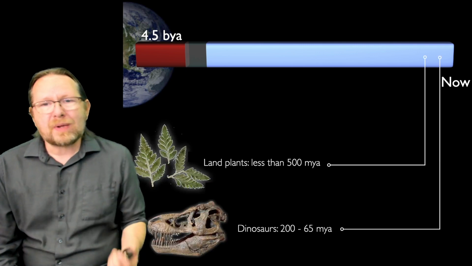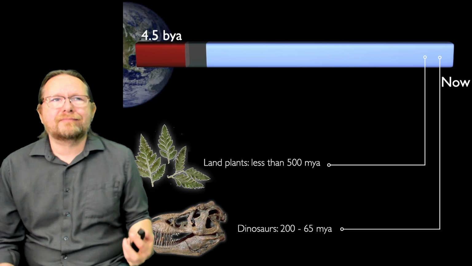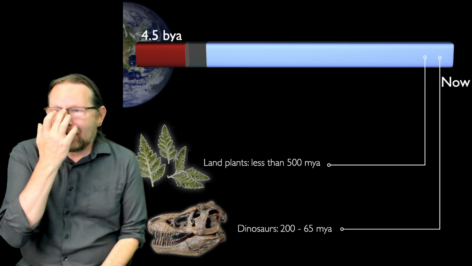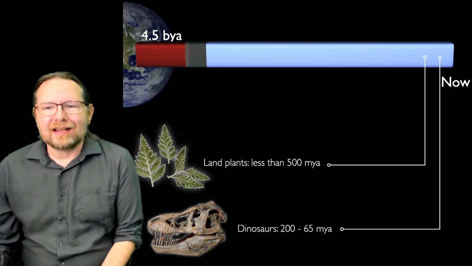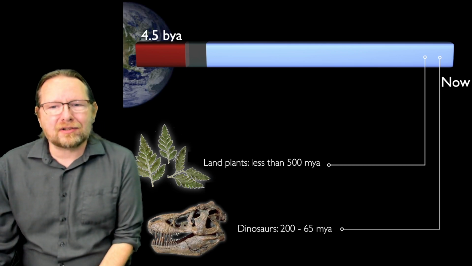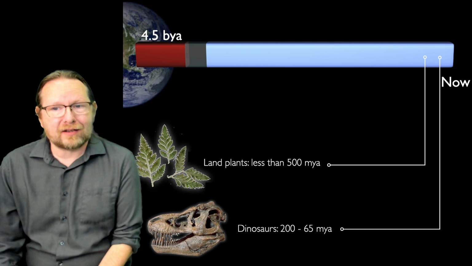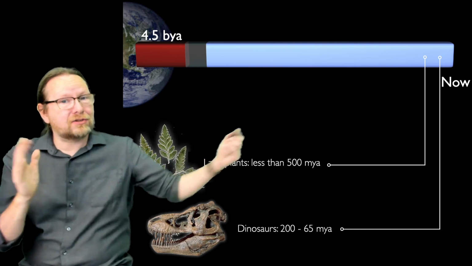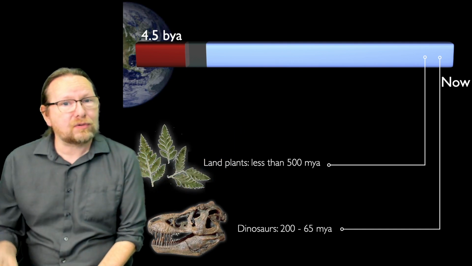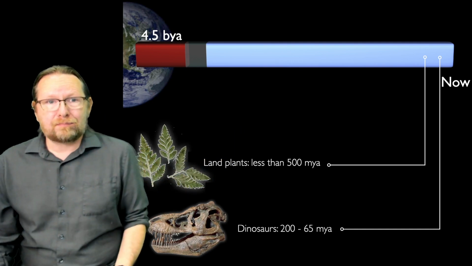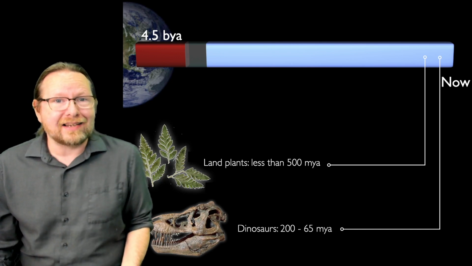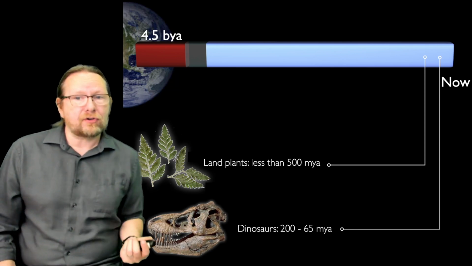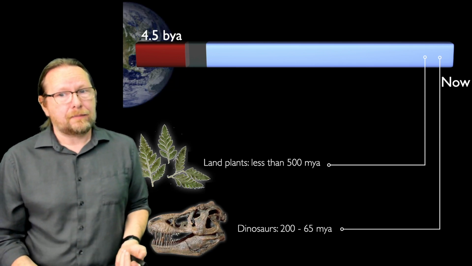When we think about life on Earth in the past, we tend to think of things like dinosaurs, right? Dinosaurs did not exist until about 200 million years ago. On this timeline that is a very, very small fraction of this long history of the Earth. The dinosaurs were a relatively recent phenomenon. Even plants that live on land and tiny, tiny animals that live on land have only existed for about the last 500 million years.